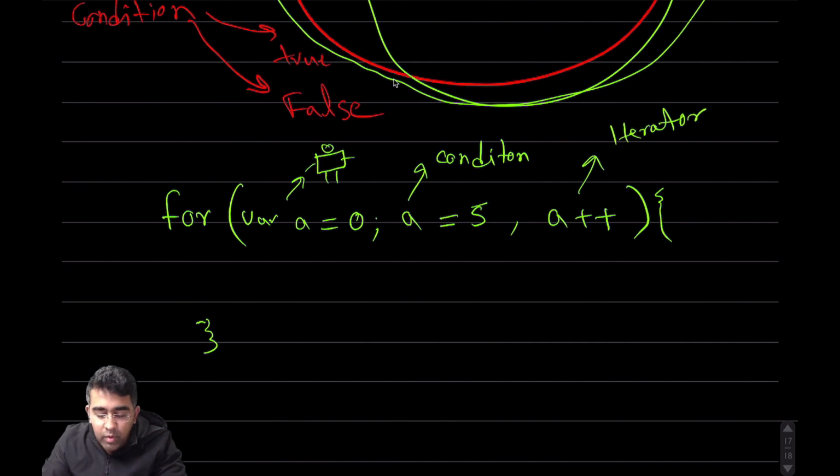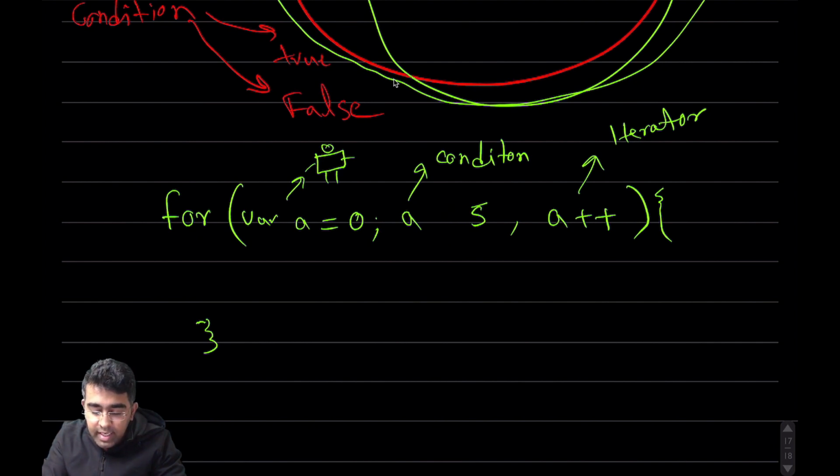Now what's happening here? When the for loop comes here, it says, okay, a is 0. Now I understand a is there, its value is 0. Then it goes to the next condition and says, okay, a is 5. Well, it's not, because a is 0. Our condition is already false, so it is not going to run this loop. We want to make sure that our condition becomes true for the number of times we want to run this loop.